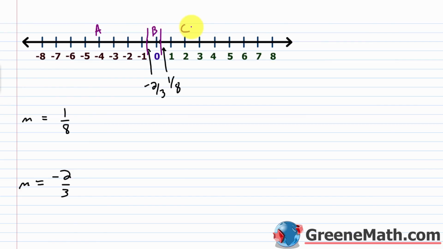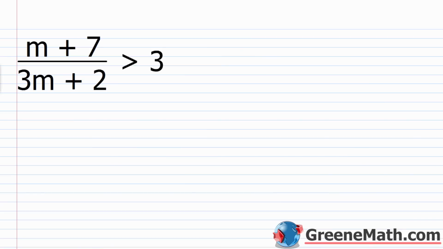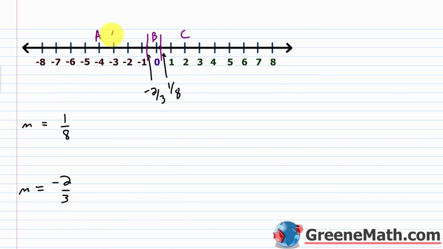So from region A, let's just pick -1, and let's plug it in here into the original inequality and see what we get. So -1 plus 7 would be 6 over 3 times -1 is -3. -3 plus 2 is -1. So 6 over -1 is -6. -6 is not greater than 3, so that's false. So this is false.